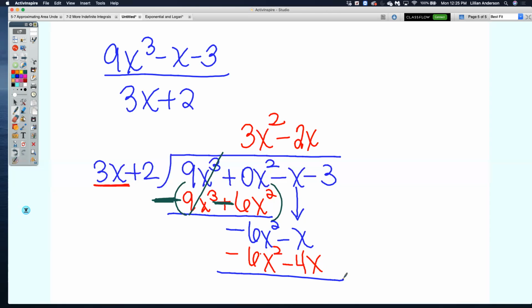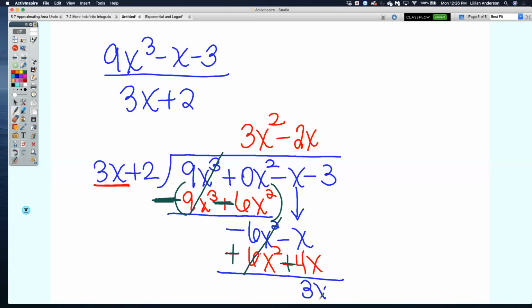But I have to remember to what? Change the sign, subtract this whole thing, which makes this a positive, makes this one a positive. The main thing with any division, like old school number division, you want to make sure your terms are canceling out. So always remember to change the sign.